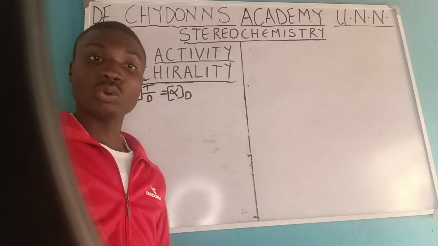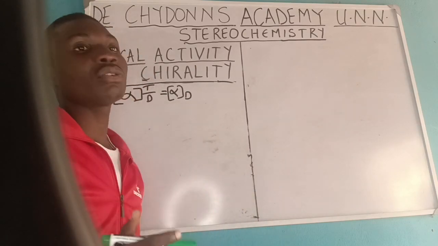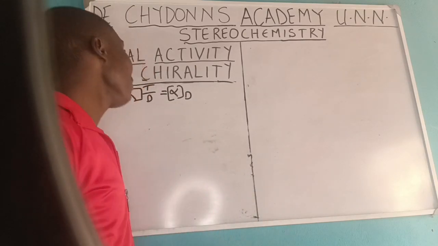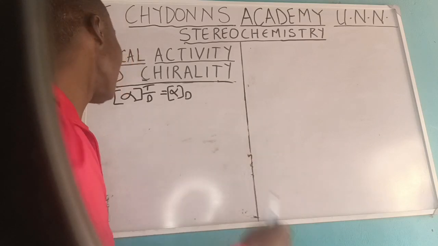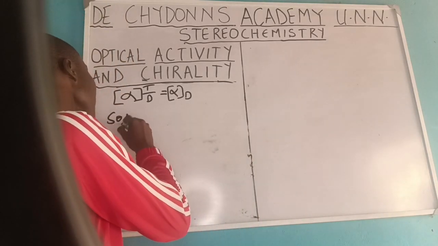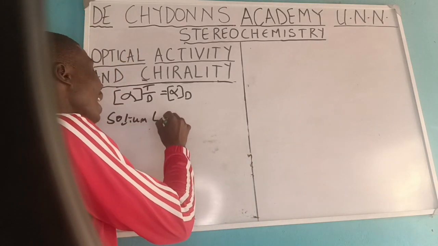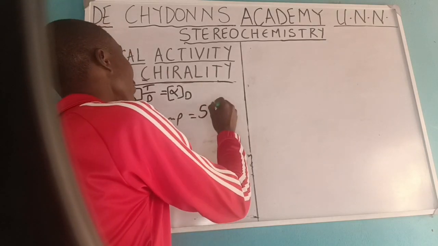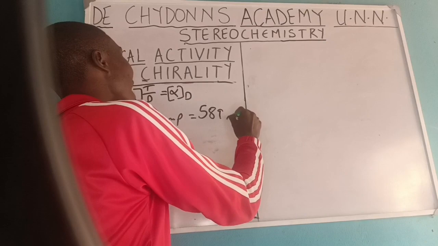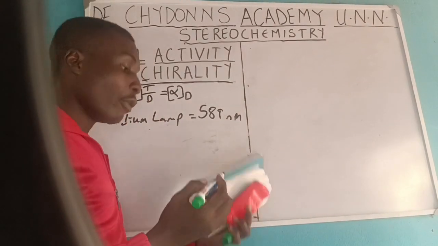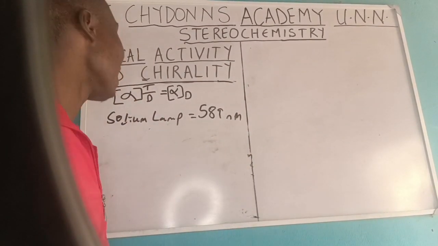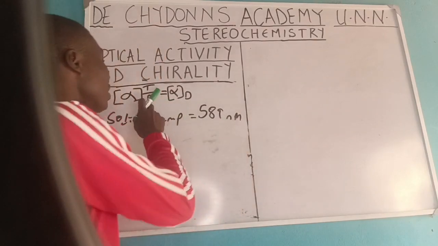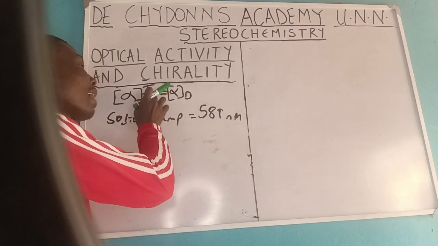So specific optical rotation is usually measured when you are using a sodium light. Now sodium lamp light has a wavelength of 589 nanometers. A wavelength of 589 nanometers. Now it is that wavelength of this sodium lamp that is represented by the D.